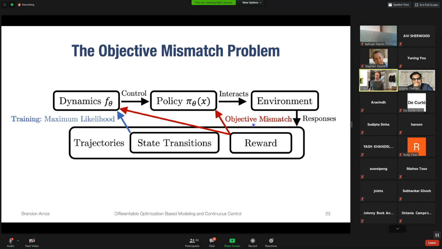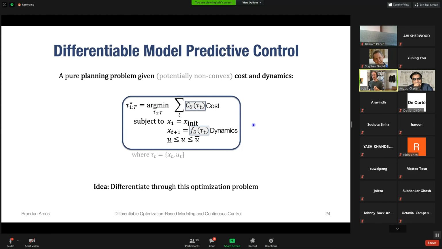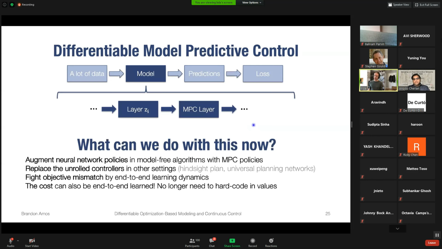So I think there are quite a few solutions or proposed ways of mitigating this issue, where differentiating through your controller is one way of getting around this issue, because it allows you to directly inject knowledge of the reward signal into the learning of, say, your system dynamics. So this gives you a replacement for black box policies in some settings. And you can just plug it in anywhere you can plug in a black box policy.